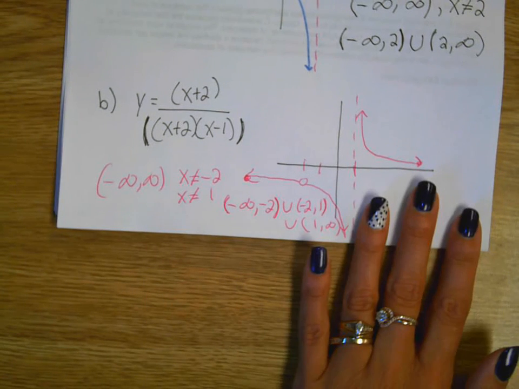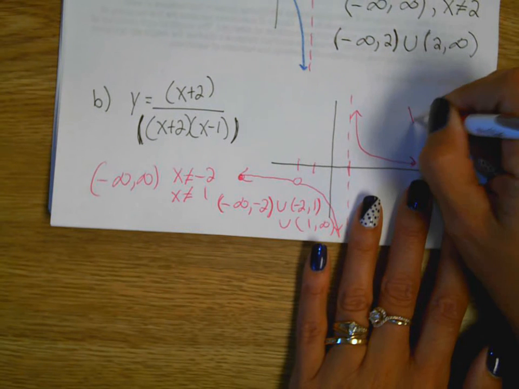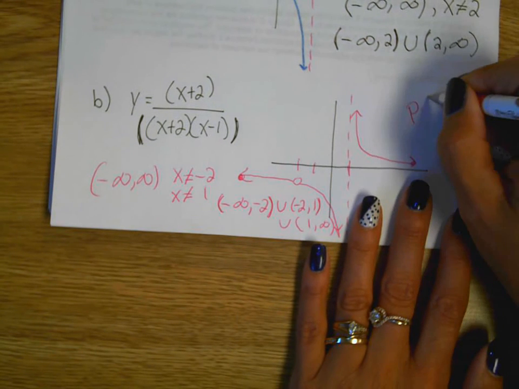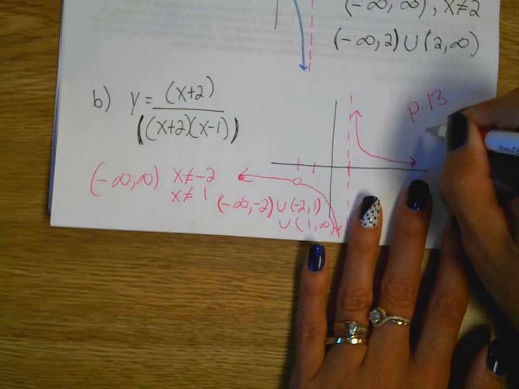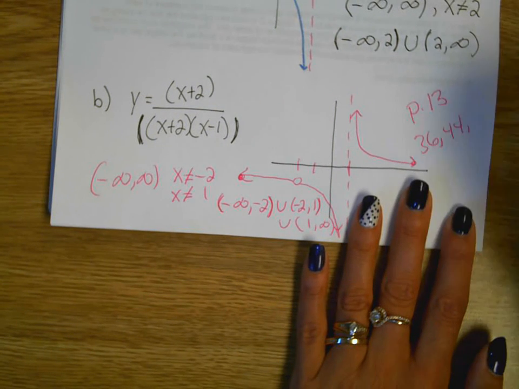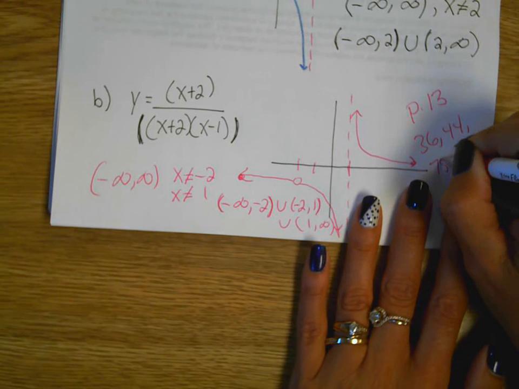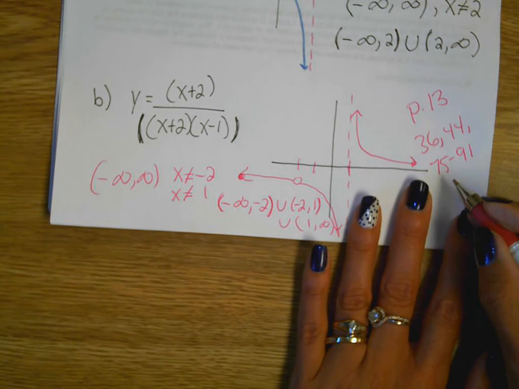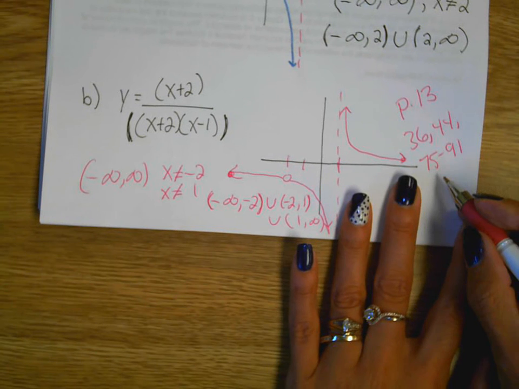All right, we got there. Assignment, page 13, 36, 44, there's a couple review problems, and then 75 to 91. All that is domain, range, tell me if it's a function. They're pretty quick and easy.